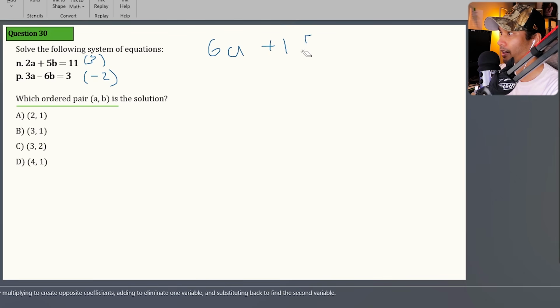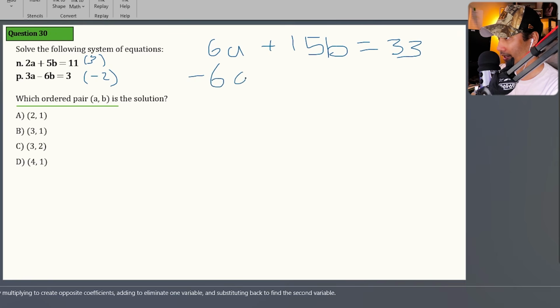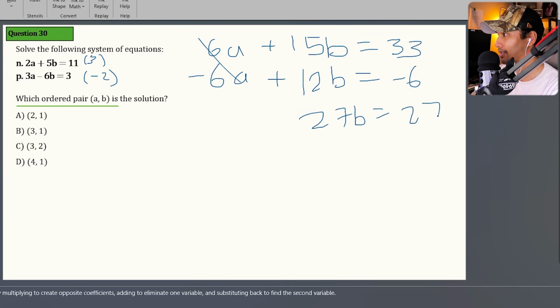Oh my gosh, my handwriting is a disaster. 6a plus 15b equals 33. Then we have here negative 6a. Now we could cancel those out. Plus 12b equals negative 6. Then we're going to combine the terms now. 15b plus 12b, that equals 27b, equaling 27. Divide by 27, divide by 27, b equaling 1.